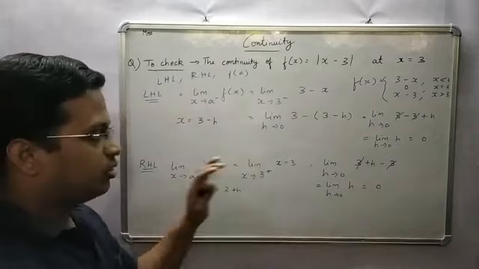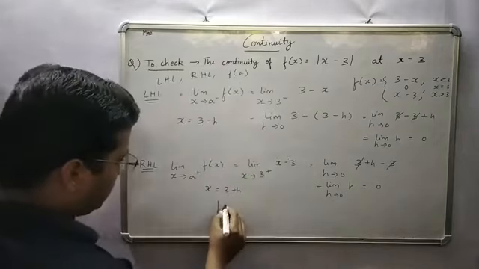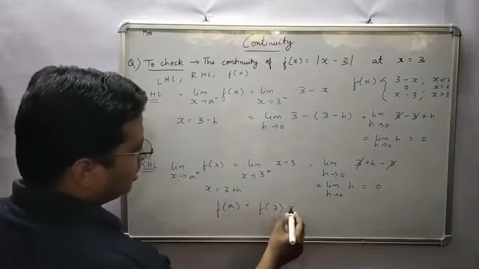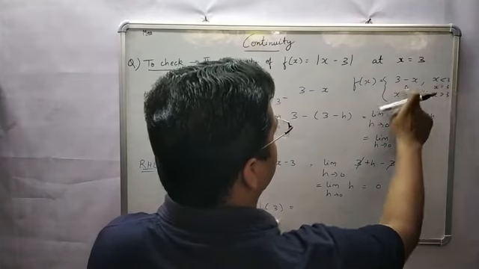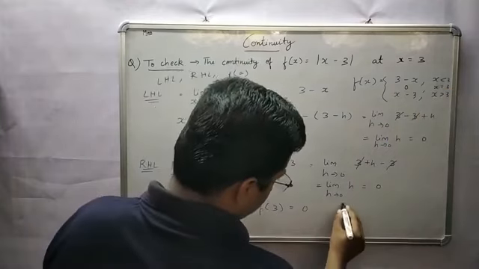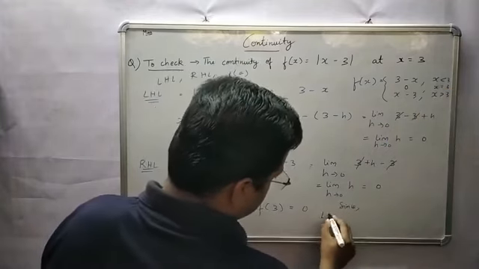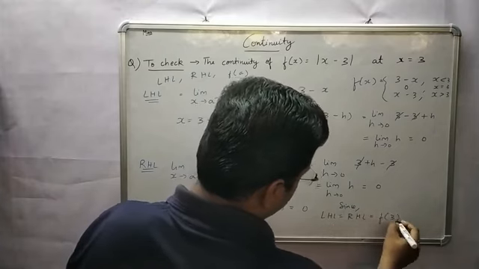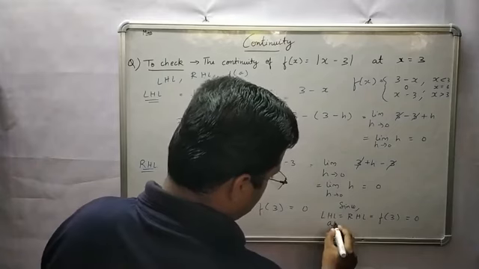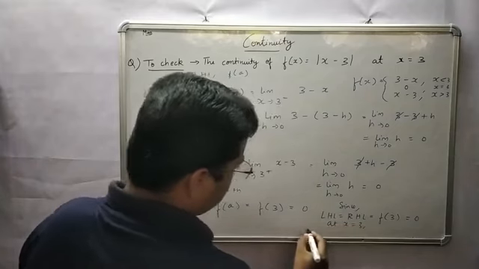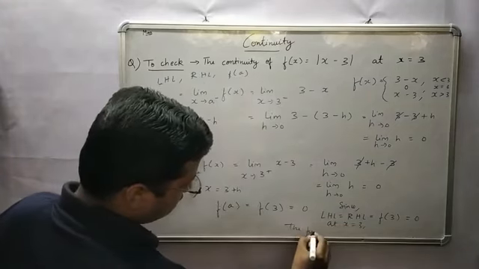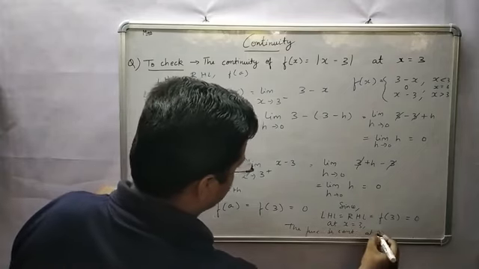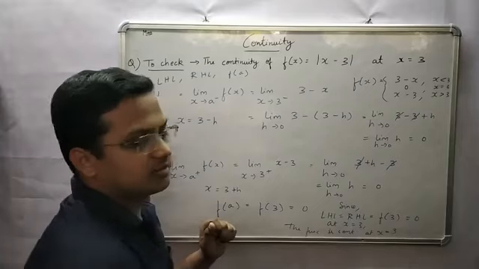So LHL is 0, RHL is 0, and f of a, that is f of 3, is when x is equal to 3, the function is 0. So since LHL is equal to RHL is equal to f of 3 is equal to 0 at x is equal to 3, the given function is continuous at x is equal to 3. Alright?